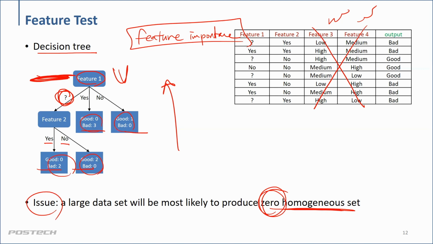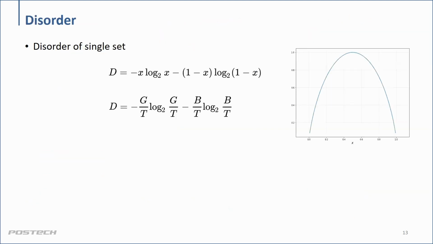So far what we did was just count, right? We just counted for a homogeneous set. But for a big data set, that's unlikely to happen. So we have to come up with a different concept.